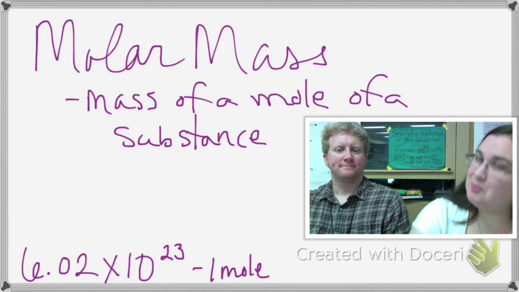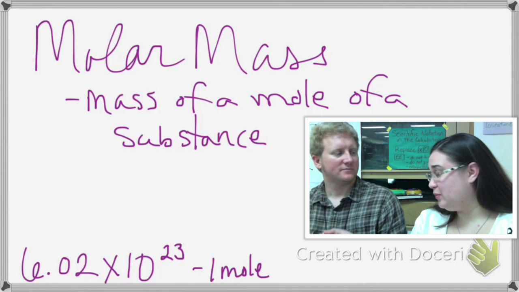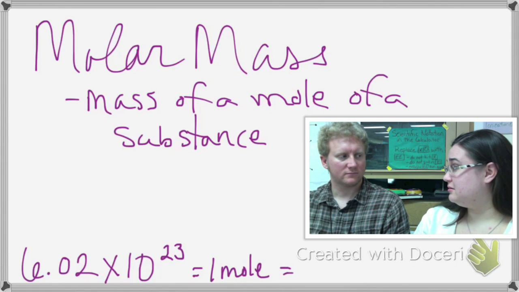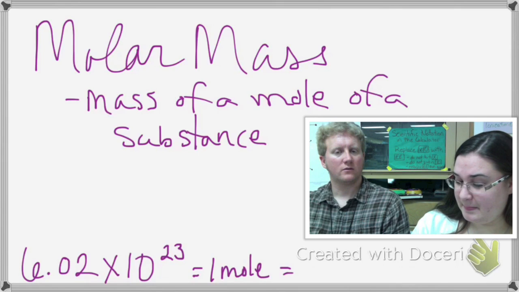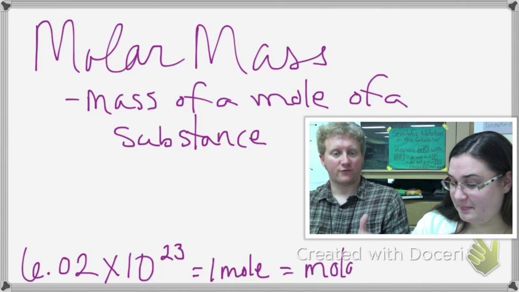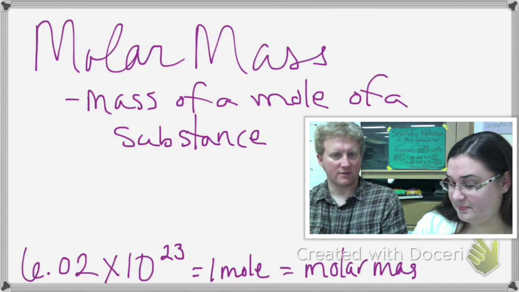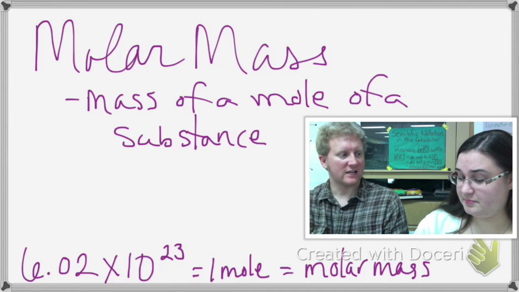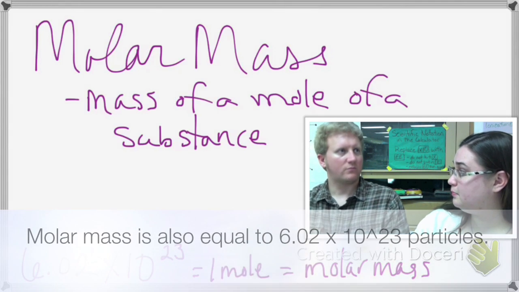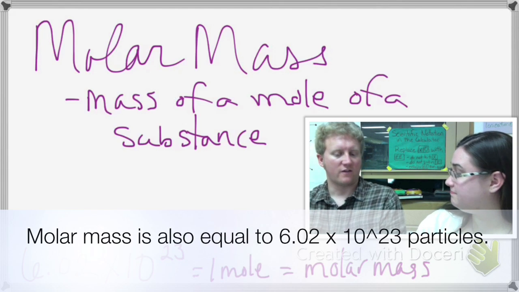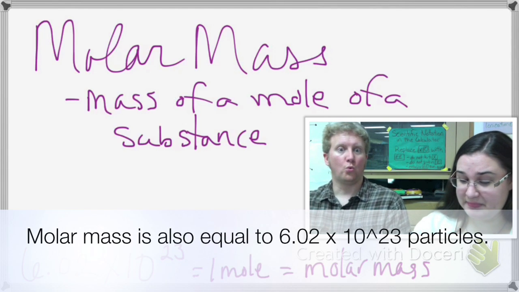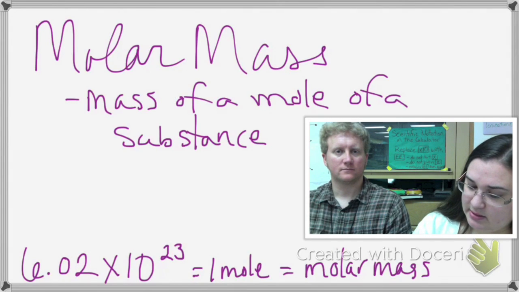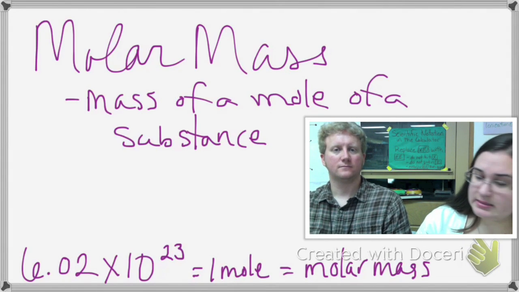But on the other side of that, 1 mole is also equal to whatever the molar mass is. So if we have the molar mass of something, that means we have 6.02 times 10 to the 23rd particles of that substance. Pretty much. So basically, we need to look at how to find the molar mass. That's kind of our whole purpose behind this.